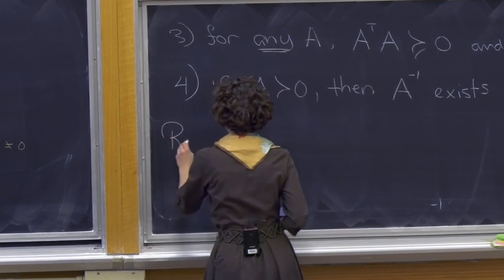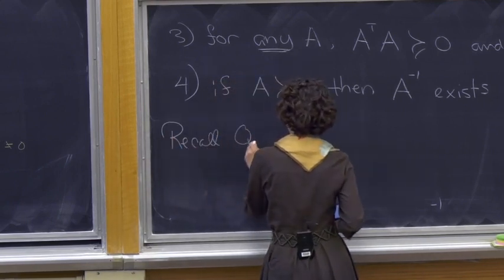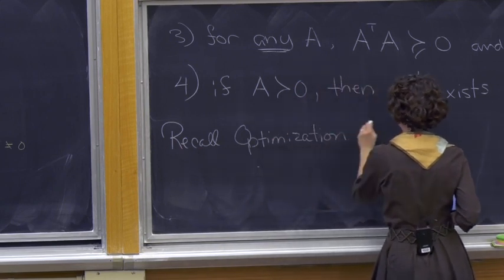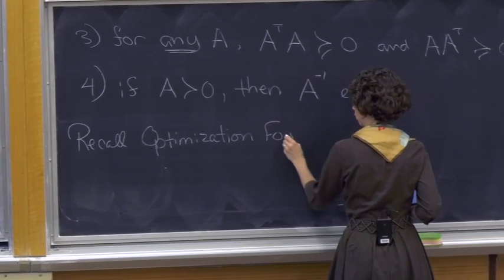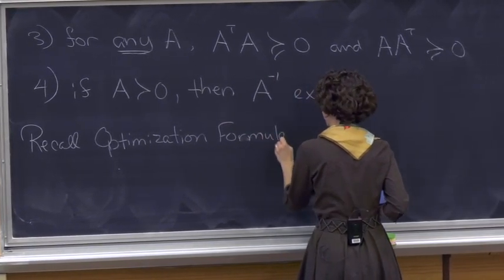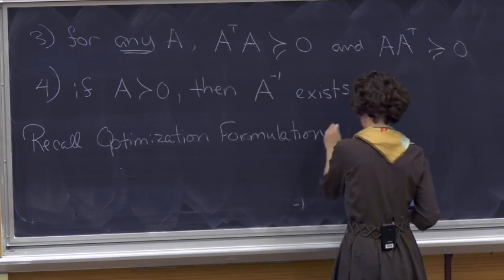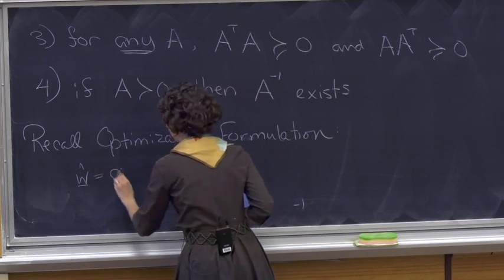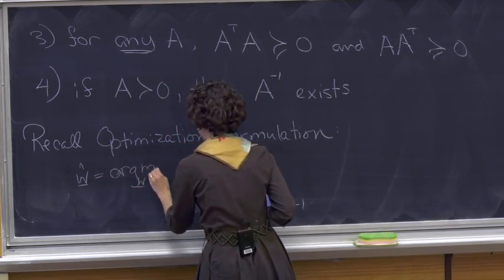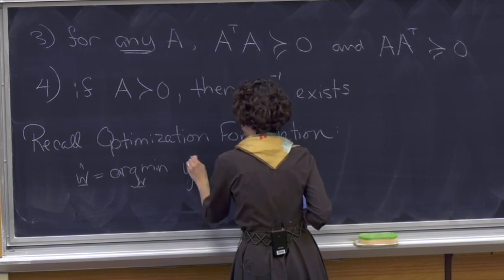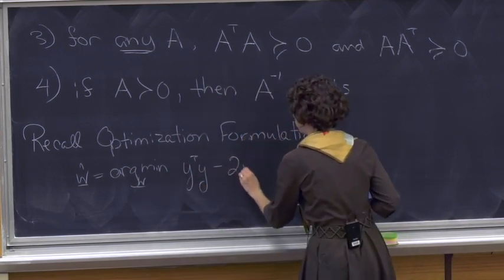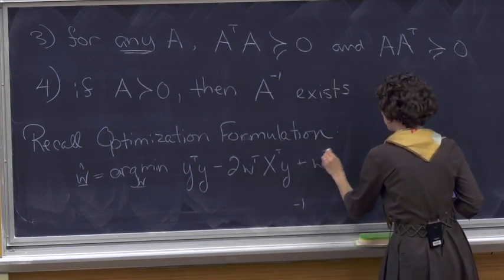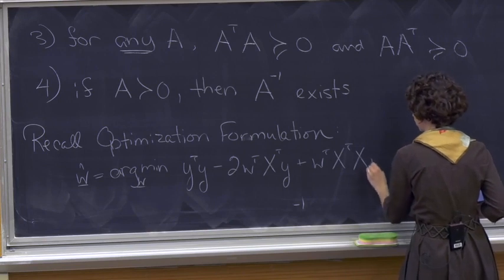Okay, so recall our optimization formulation, where we said that the weight vector we want to find is the argument W that minimizes Y transpose Y minus 2 W transpose X transpose Y plus W transpose X transpose XW.